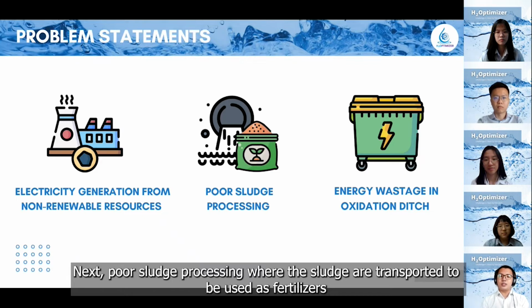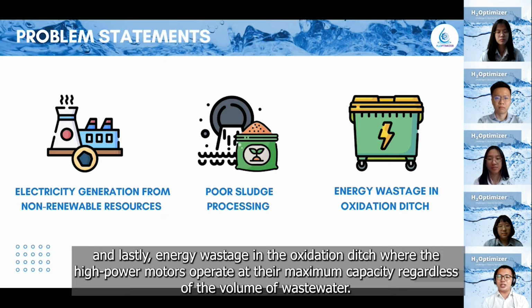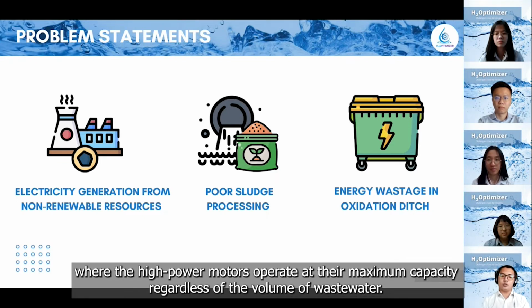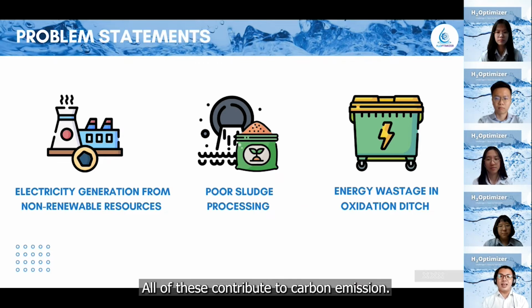Next, sludge processing, where sludge is transported to be used as fertilizer. And lastly is the energy wastage in the oxidation stage, where high power motors operate at their maximum capacity regardless of the volume of wastewater, and all of this contributes to carbon emission.